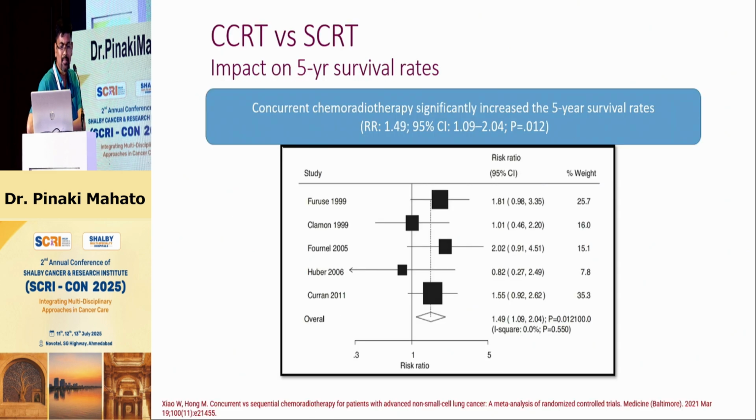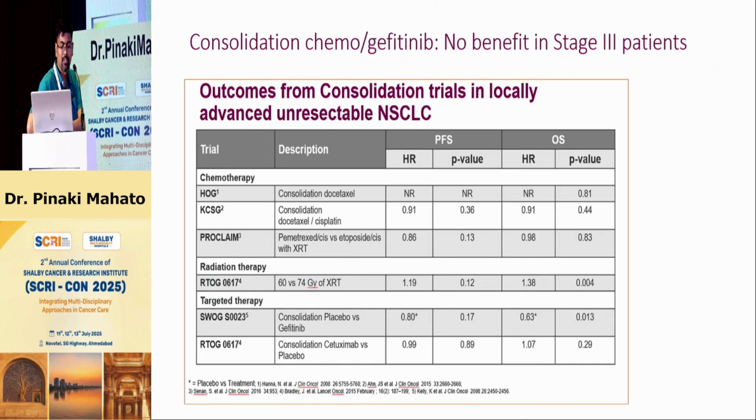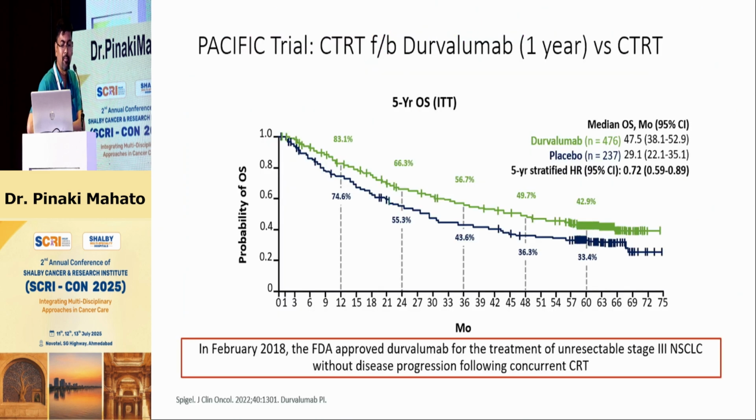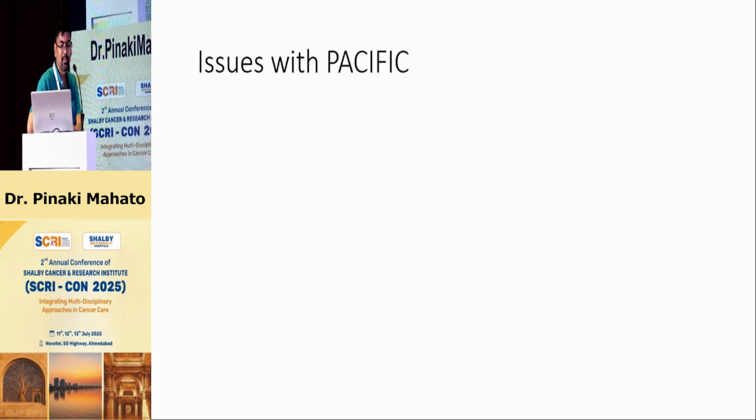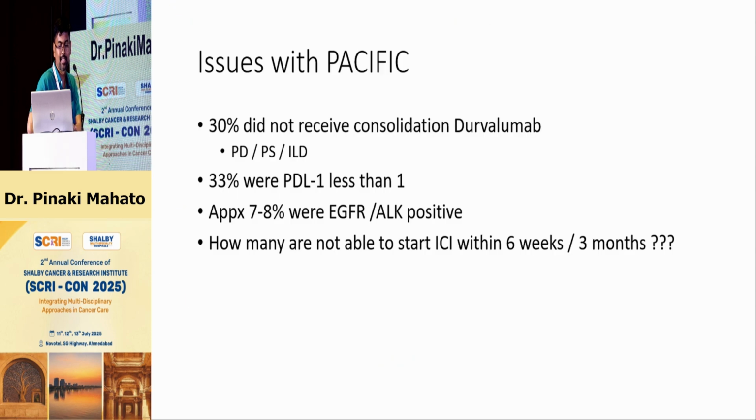So CTRT has benefit on the survival and reduces the relapse, and we know that there was no consolidative therapy which worked before the PACIFIC, and now we have the PACIFIC trial which has the OS advantage. But there were some issues in the PACIFIC. Many of these patients actually could not receive consolidation.